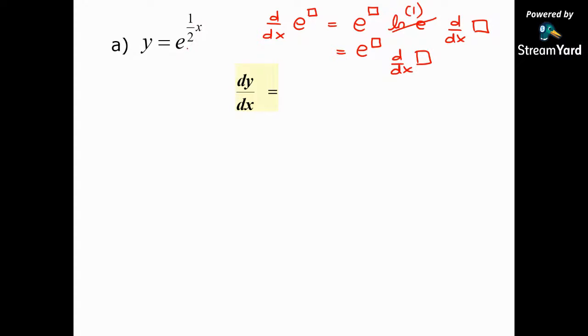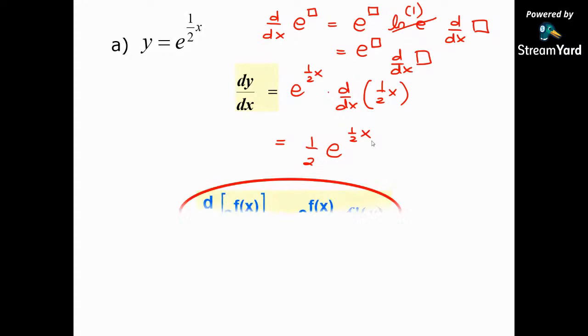Over here we got e to the power of half x. So dy over dx, this is e to the power of half x, and then we should differentiate half x. Differentiating half x is simply equal to half. So we are going to get half e to the power of half x. Okay, so differentiate carefully. Right, done. Next.